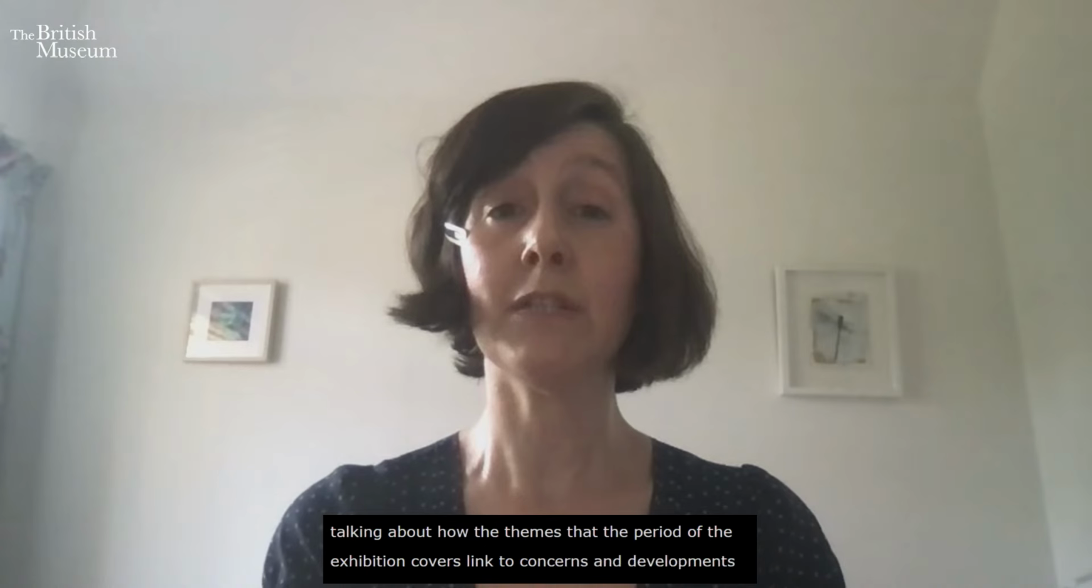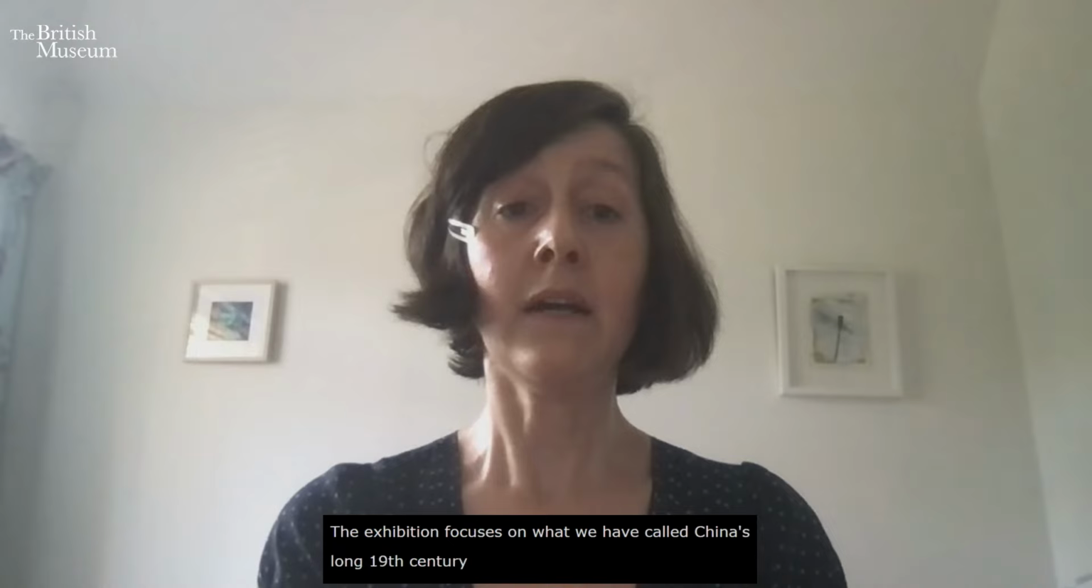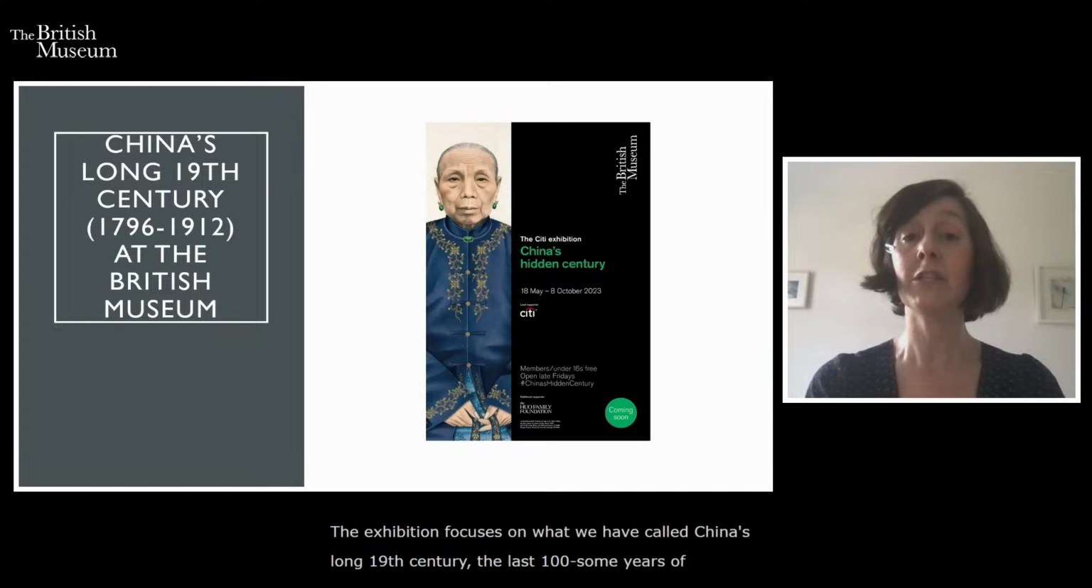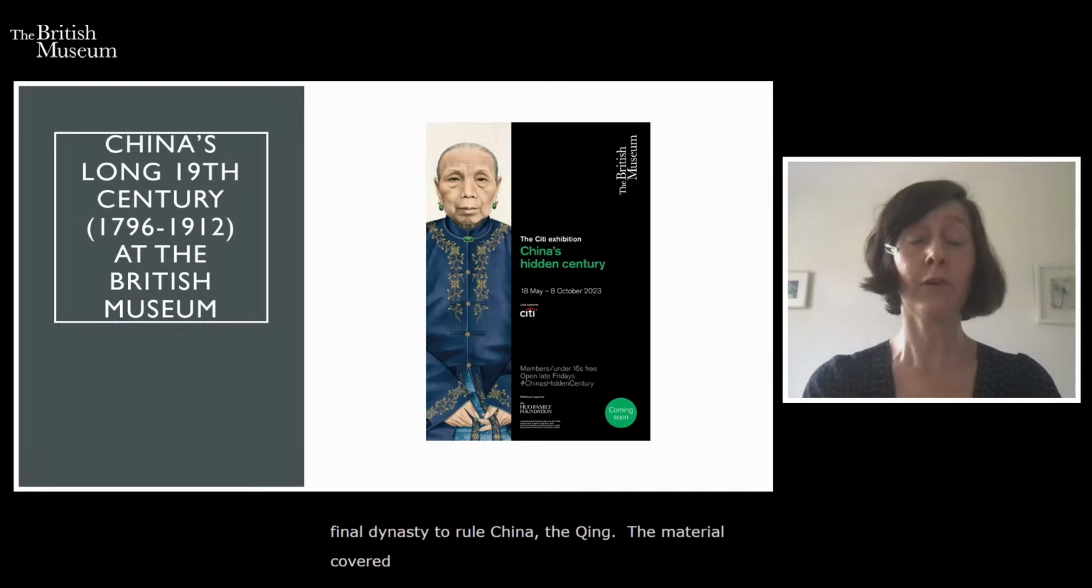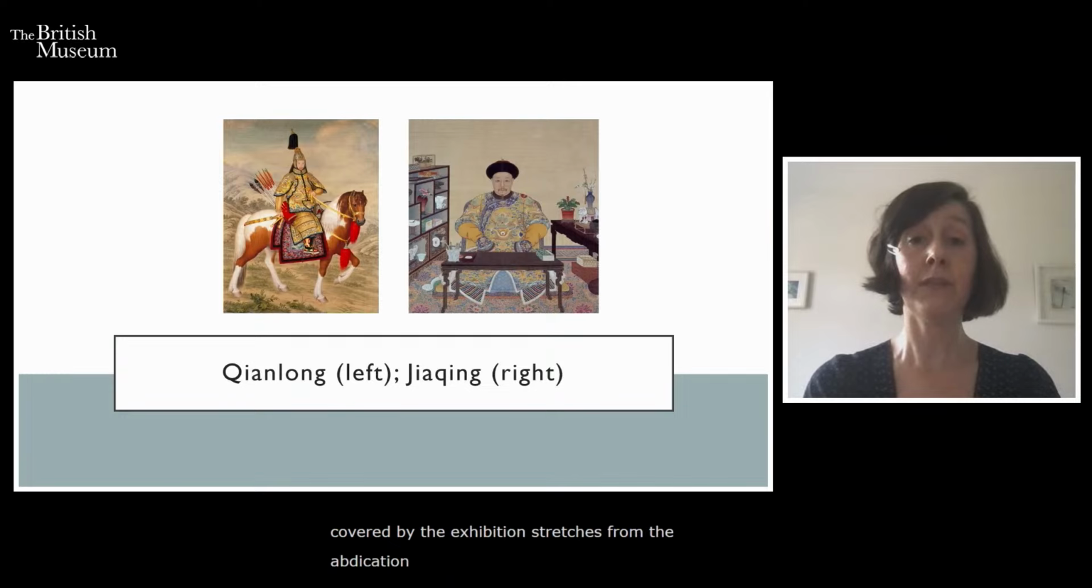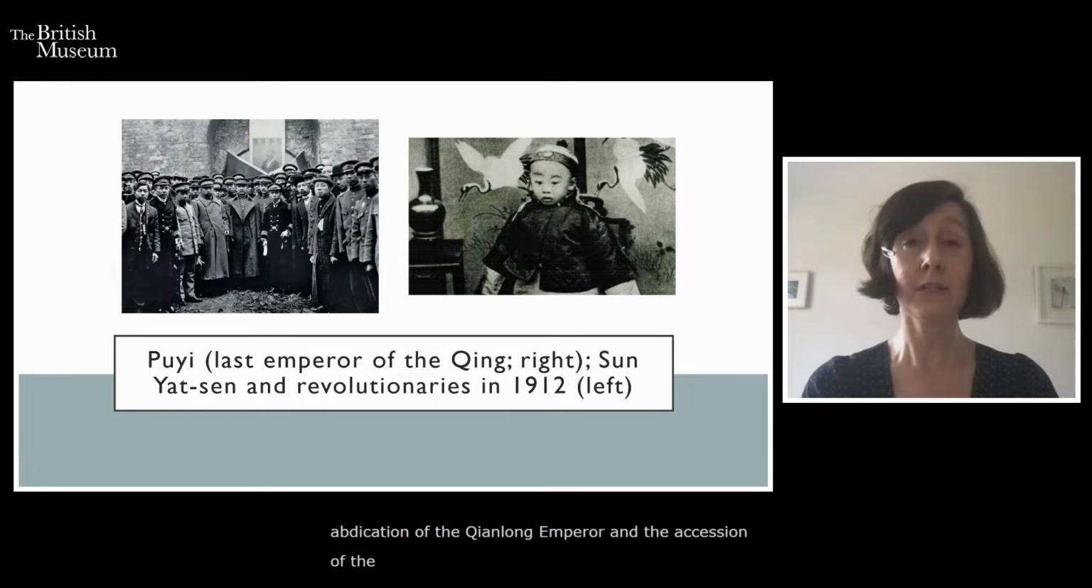The exhibition focuses on what we've called China's long 19th century, the last 100 some years of the final dynasty to rule China, the Qing. The material covered by the exhibition stretches from the abdication of the Qianlong Emperor and accession of the Jiaqing Emperor in 1796, through to the collapse of the dynasty and abdication of the final child emperor, Puyi, in 1912, amid China's first revolution, which makes way for a republic.